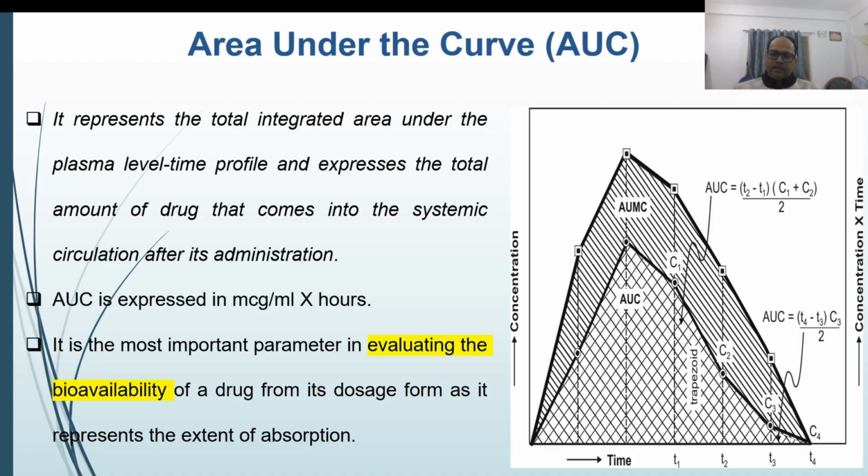And at the beginning and at the end you will get two right-angled triangles. So first you have to find out the area of the right-angled triangle. So what is the formula? Half into base into height. So here the base is time and the height is your concentration. Whatever concentration you get, you extrapolate to the concentration axis, then you get the concentration. And for the base, just take the time difference. Initially just take the time, and at the end, T4 minus T3, like that you have to calculate.